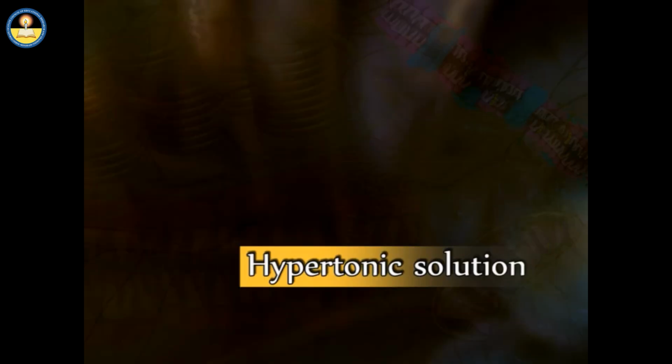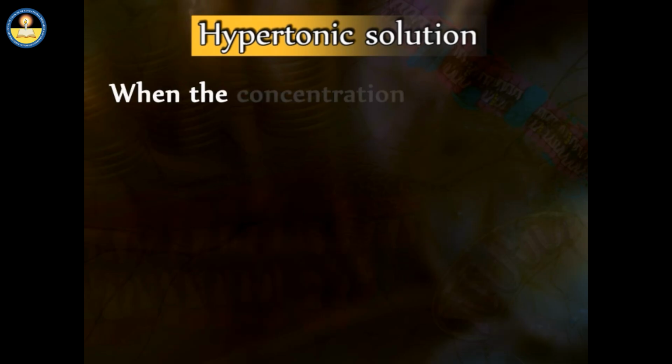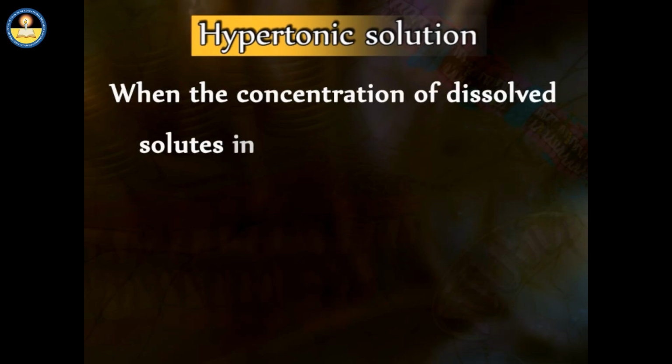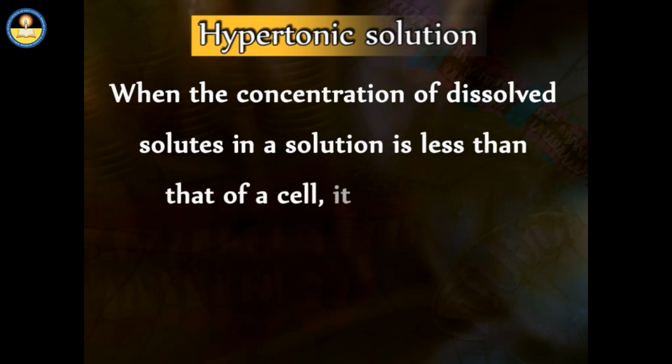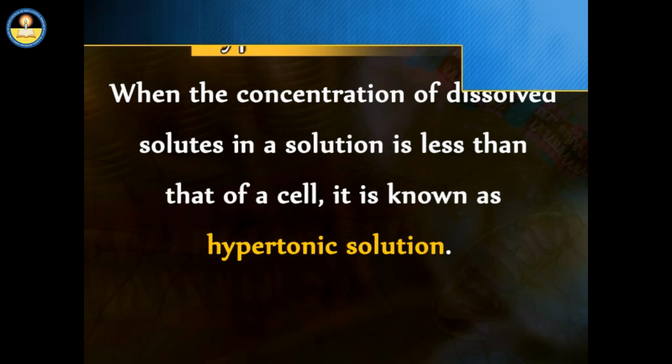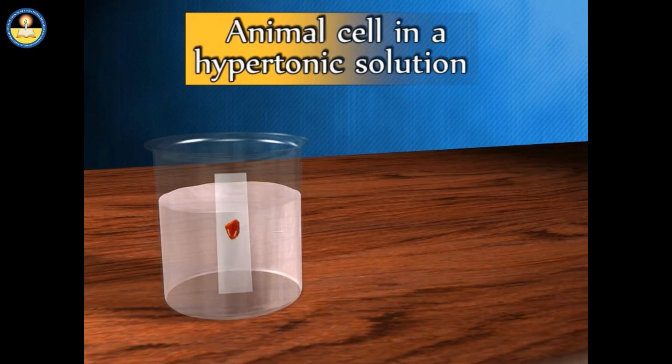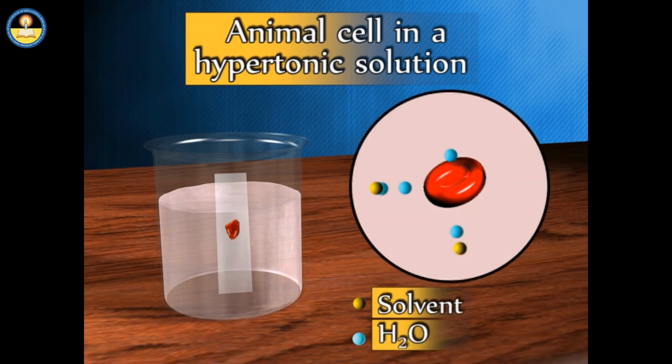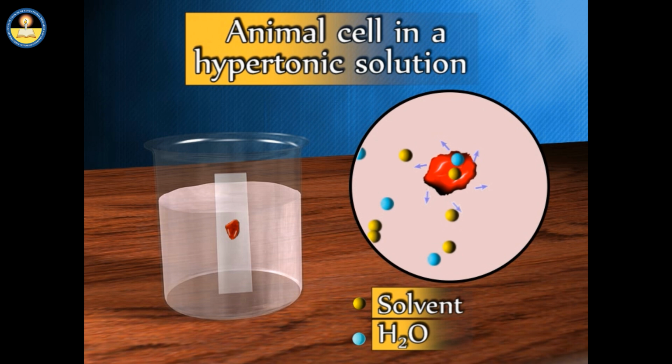Hypertonic solution. When the concentration of dissolved solutes in extracellular solution is more than that of a cell, it is known as hypertonic solution. An animal cell, when kept in hypertonic solution, results in crenation, where the shape of the cell becomes distorted and wrinkled due to the loss of water by the cell.